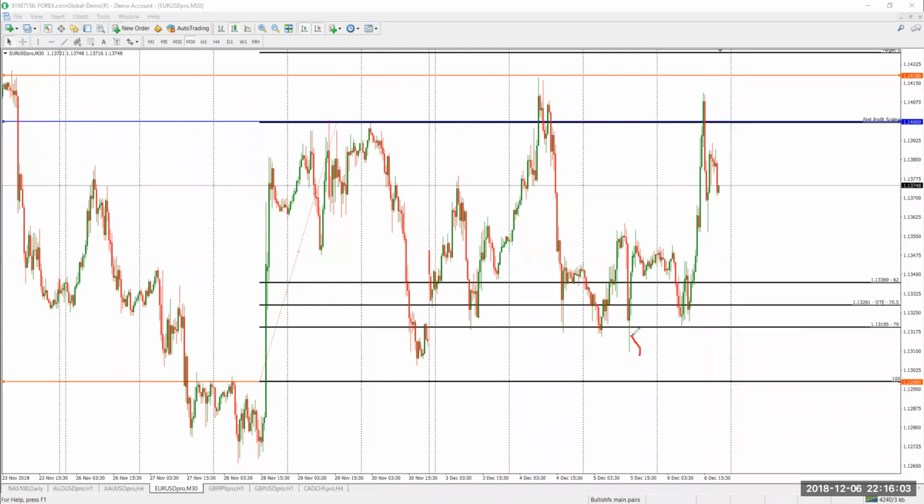But you could see now. You see this. After that candle is closed, then you go long. You open a trade to go long.